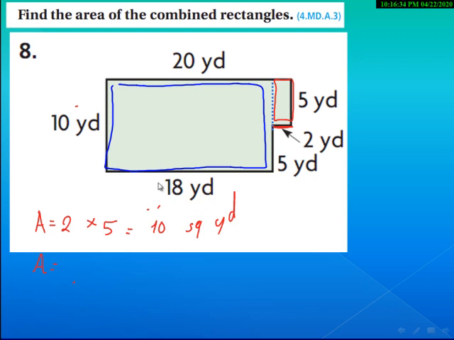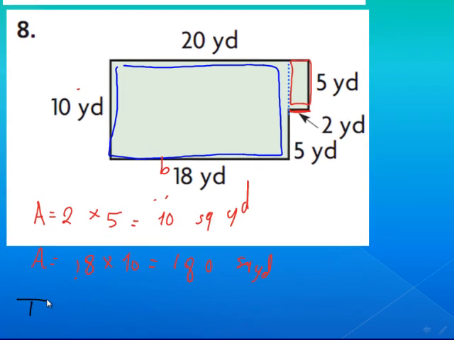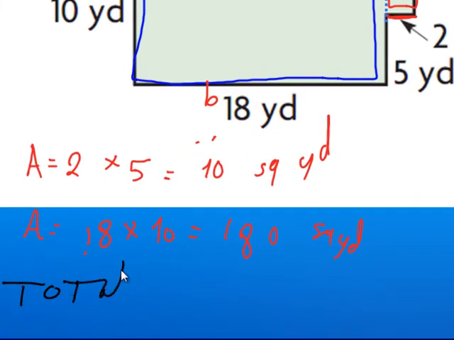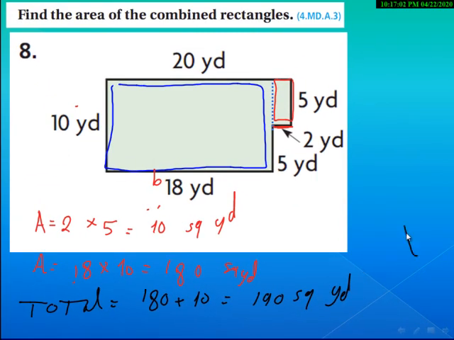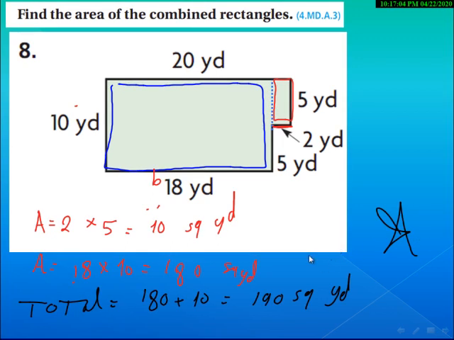Its base is, great job, 18. So 18 multiply, its height is clear for you, 10. 18 multiply 10, exactly 180. 180 square yards. Great. So what is the total answer? Total area equals 180 plus 10, 190 square yards. Great job. Here we go.